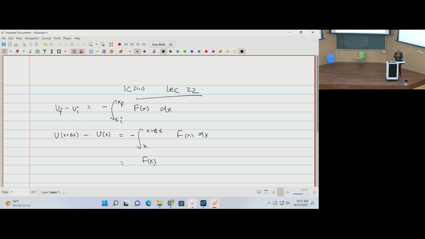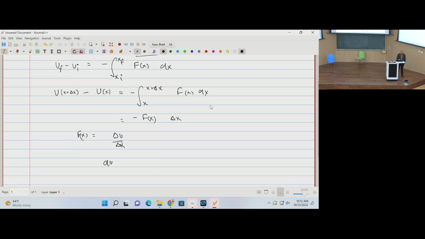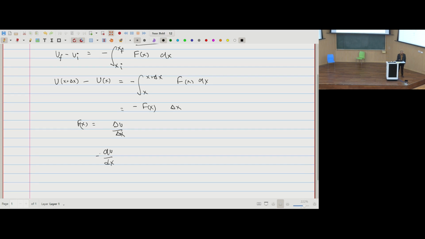So I can say that in that small delta x distance, the force can be assumed to be constant. These are the ideas of calculus. So we take it out, and then what we get is delta x. So F as a function of x for a 1D system becomes minus delta U by delta x, and if you take the limit delta x tending to 0, you get minus dU by dx, with a negative sign, of course.